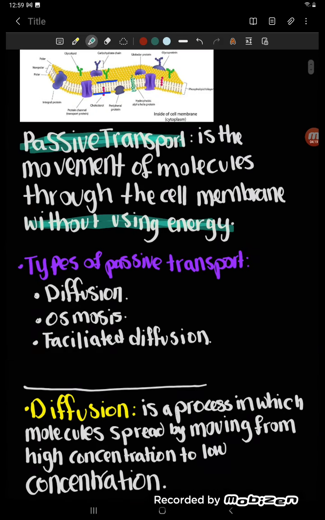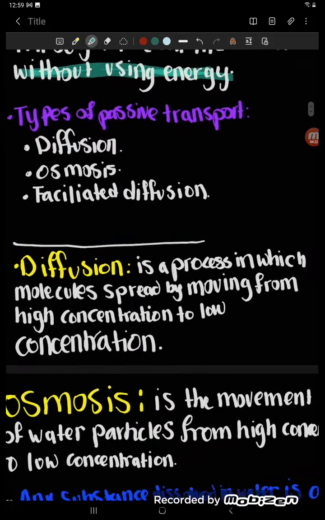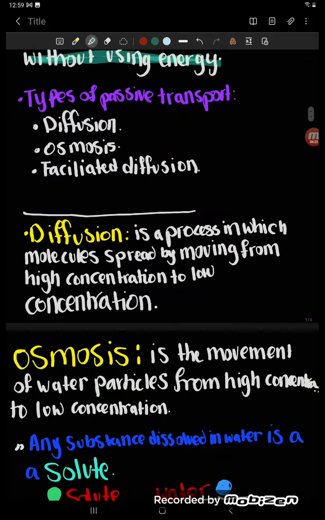So what's diffusion? Let's discuss diffusion. Diffusion is the process in which molecules spread by moving from high concentration to low concentration. But you may wonder what types of molecules, because if we have three types of passive transport, there must be a difference between them, right? There must be a difference in maybe the types of molecules they transport and the location of the transport. In this case, diffusion, osmosis, and facilitated diffusion all have different locations and they transport different molecules.